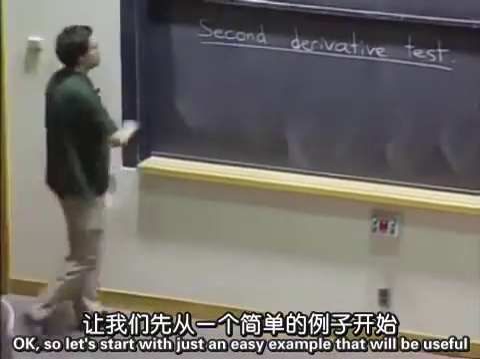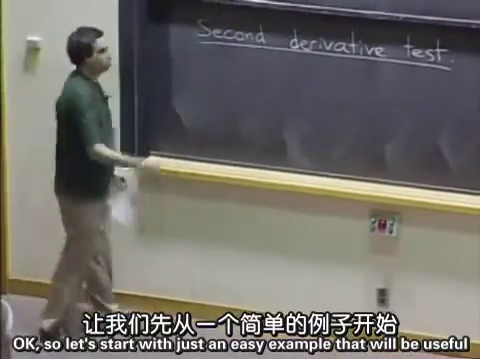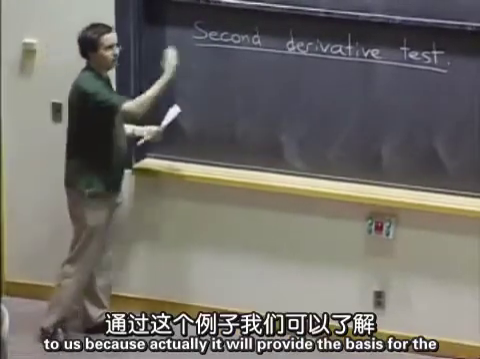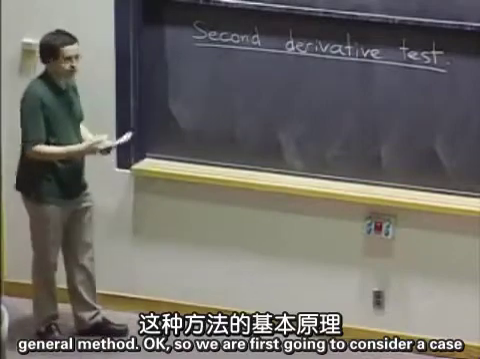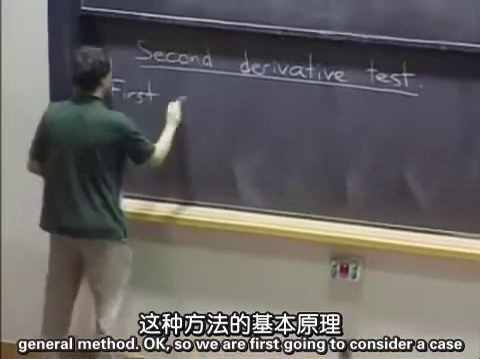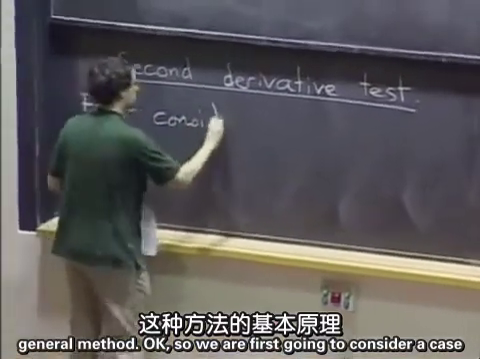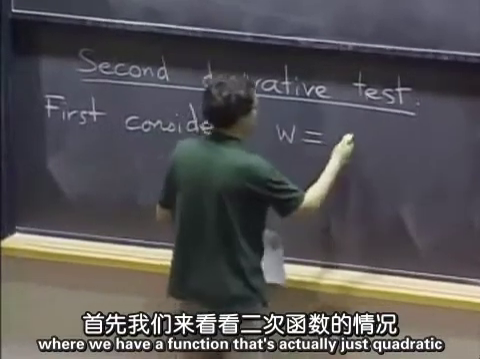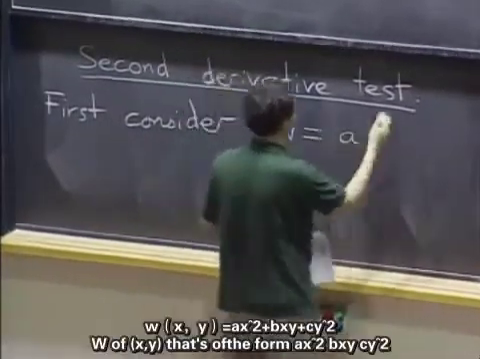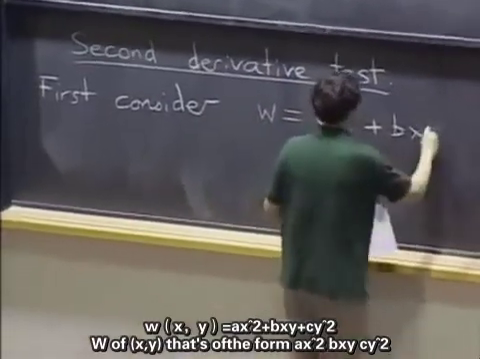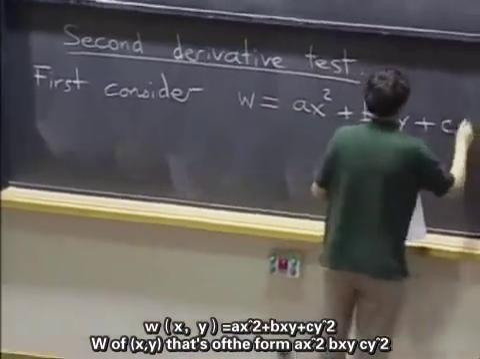Okay, so let's start with just an easy example that will be useful to us because it will provide the basis for the general method. So we are first going to consider a case where we have a function that's actually just quadratic. So let's say I have a function w of xy that's of the form ax squared plus bxy plus cy squared.